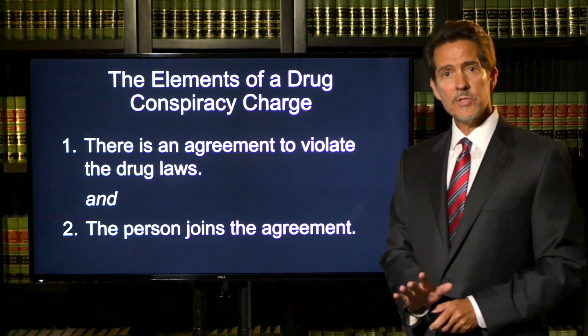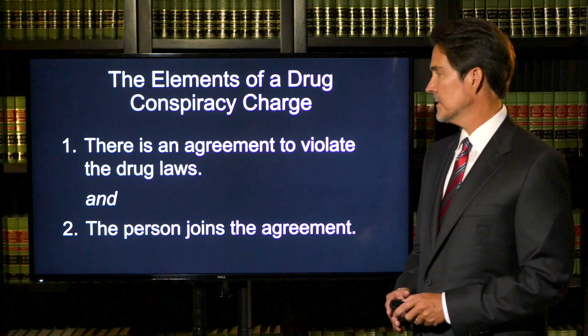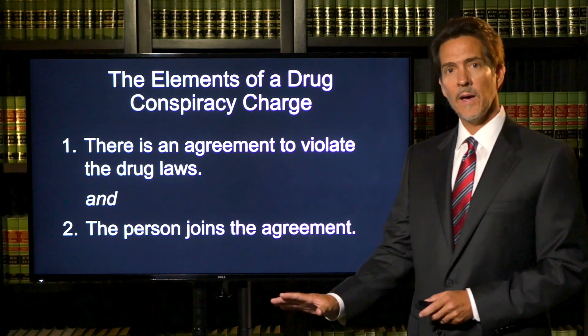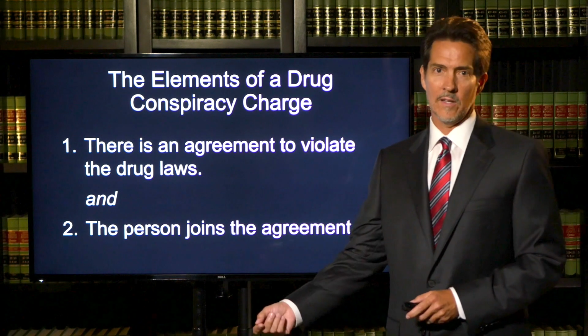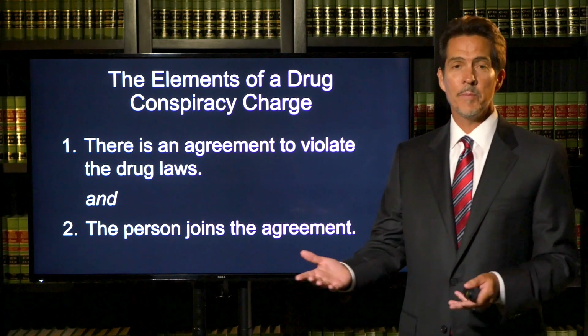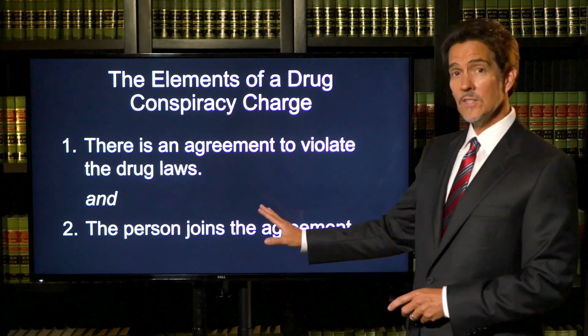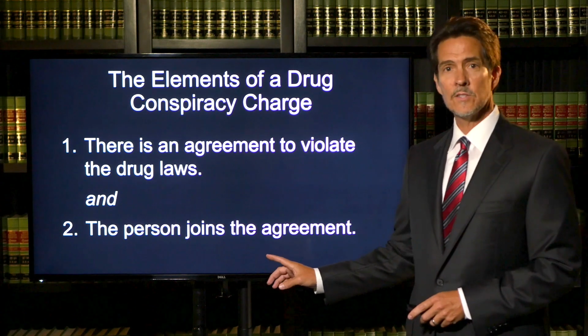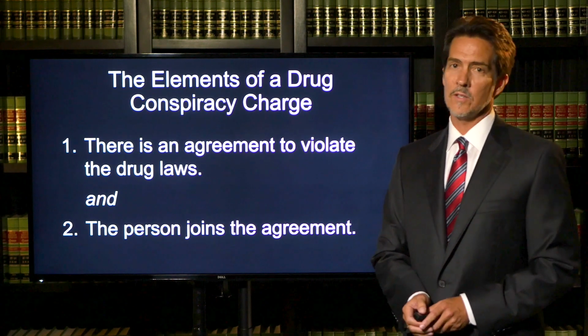But the government also has to show a second element, that the person being charged in this case knows about the agreement and joins in the agreement. Understanding what's going on, they say, hey, I want to be a part of this. Now, that's it. Just those two elements. If the government can prove both of these things, then they can charge someone with a drug conspiracy.